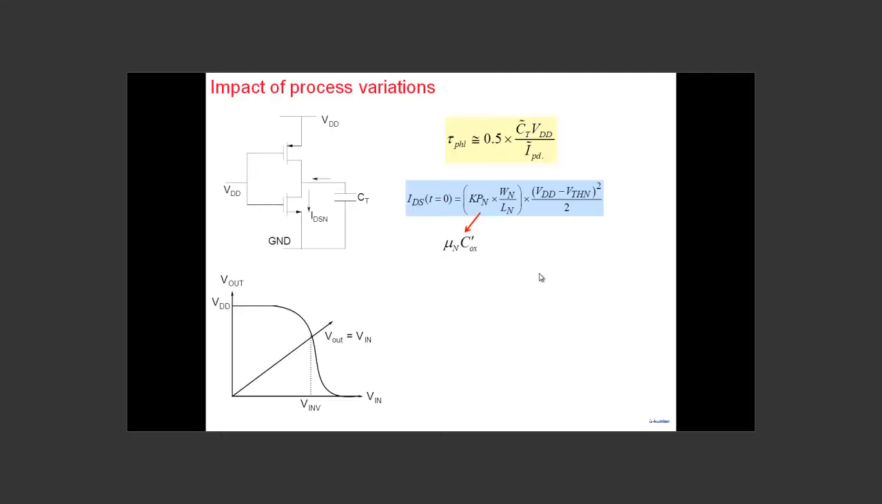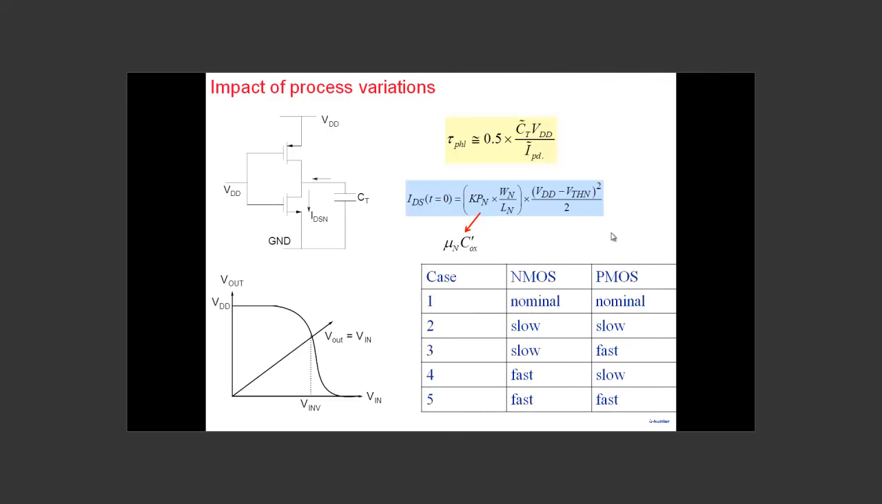And so what we can do is classify, as manufacturers many times do for simplicity. They call a transistor a fast transistor, a slow transistor, or a typical transistor. A typical transistor would be, let's say, KPN is supposed to be 100 microamperes per volt square. That's KPN. And we are using VTHN as 1 volt. That's a typical value. Typical value means if I measure VTHN for, say, 1000 transistors and plot them out, the mean value would be 1 volt.